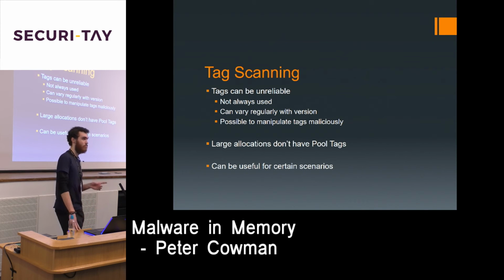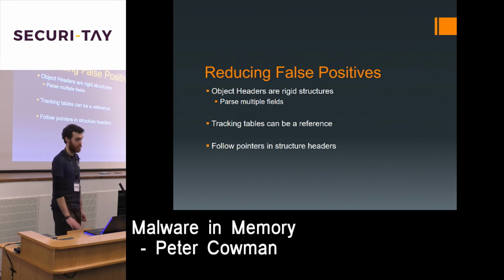When you ask for an allocation within the kernel pools, I think the function is ExAllocatePoolWithTag, and the tag is not a required parameter, so you can just leave it empty. And as I mentioned, large allocations don't have pool tags, so as soon as you hit anything over 4 kilobyte allocations, this goes out the window anyway. But it does have uses for certain scenarios.